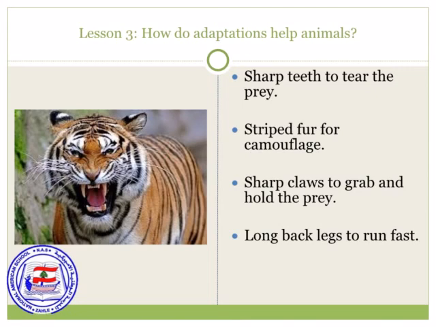Finally, the last animal that we are going to talk about is the tiger. So the tiger has sharp teeth that help it tear its prey. It has a striped fur that helps it with camouflage so that the prey will not be able to see it. It has sharp claws to grab and hold the prey, and it has long legs that allow it to run very fast.